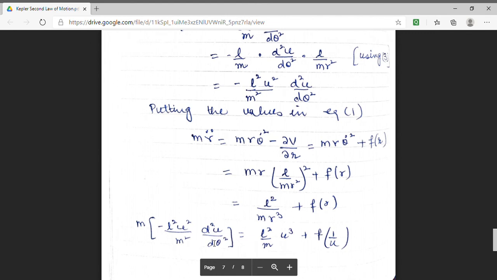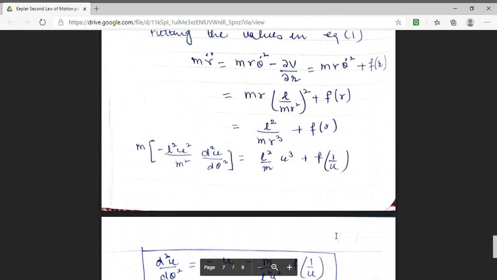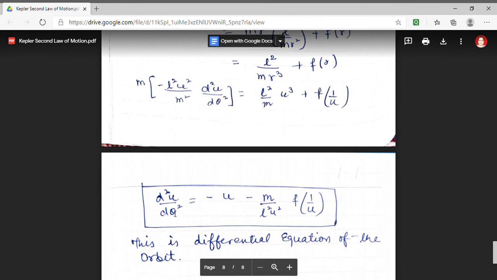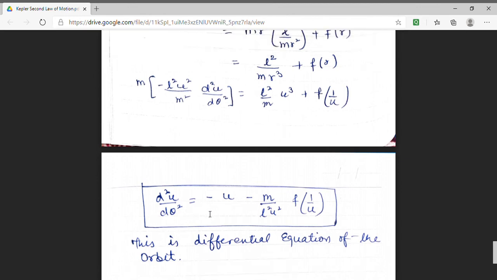This is the left hand side. The right hand side is L²/m. Instead of 1/r³, I am substituting u³, plus f, which was a function of r. Instead of r, I have expressed it as 1/u. On solving this expression, I get d²u/dθ² equal to −u − (m/(L² u²)) multiplied by the force, which is a function of 1/u. This is the differential equation of orbit.